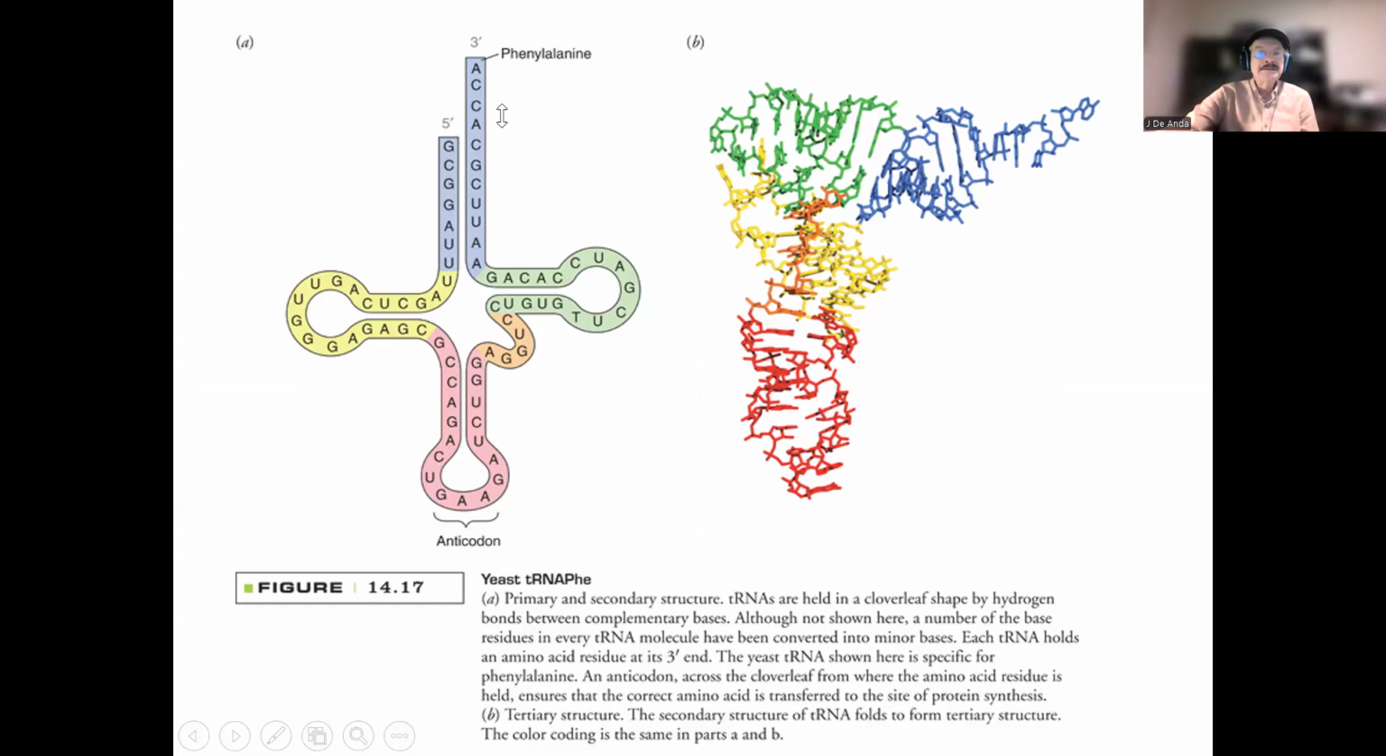At the top, at the tip of this blue section, which would be the tip here on the far right of the three-dimensional structure on the right, that is where the amino acid, in this case phenylalanine, would be attached by the tRNA synthetase enzyme. And so this tRNA will bring that amino acid onto the growing chain, and it'll be added wherever the corresponding codon is on the mRNA.